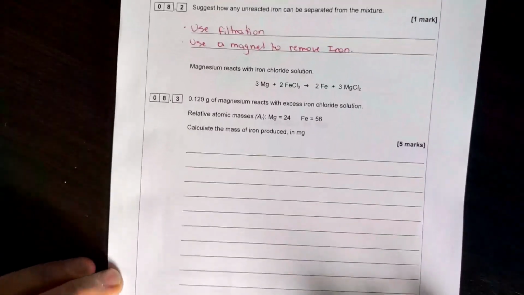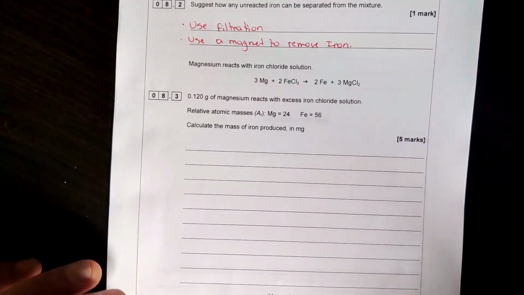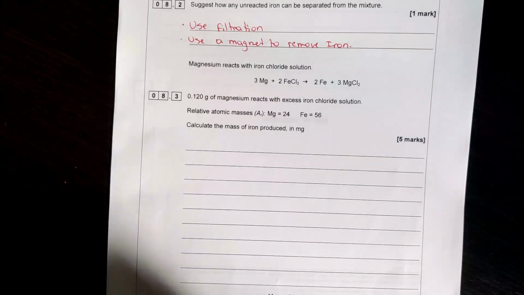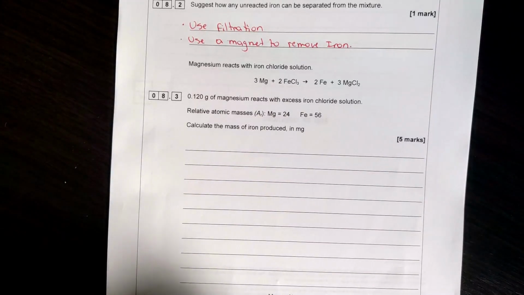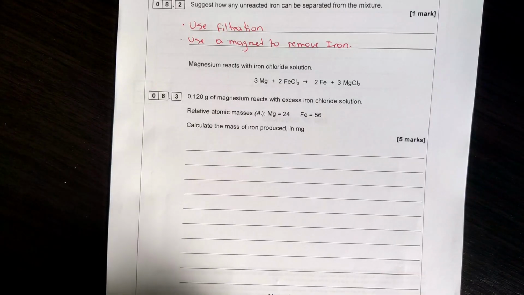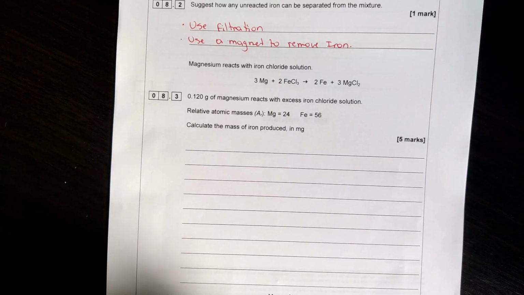Now let's go to the next question, and this is one of those juicy ones that makes people just curl up and quit. Magnesium reacts with iron chloride solution. 120 grams of magnesium reacts with excess iron chloride solution. The relative atomic mass of magnesium is 24, iron is 56. Calculate the mass of iron produced in milligrams.